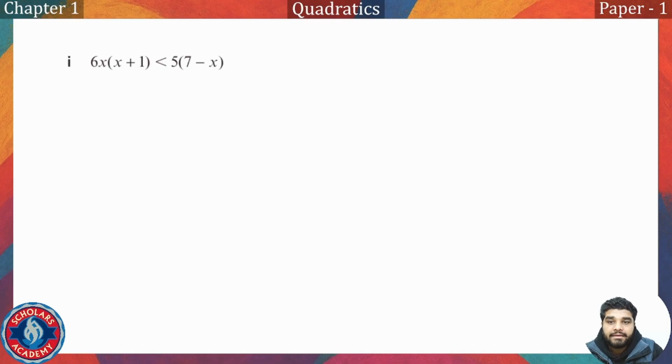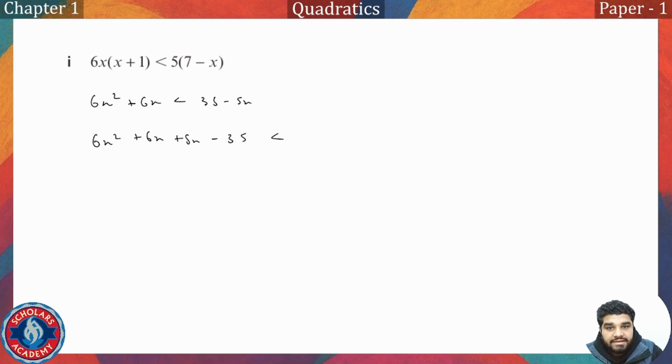Alright, as simplified, we get 6x squared plus 6x is less than 35 minus 5x. Let's bring everything to the left hand side. 6x squared plus 6x plus 5x minus 35 is less than 0. 6x squared plus 11x minus 35 is less than 0, right?